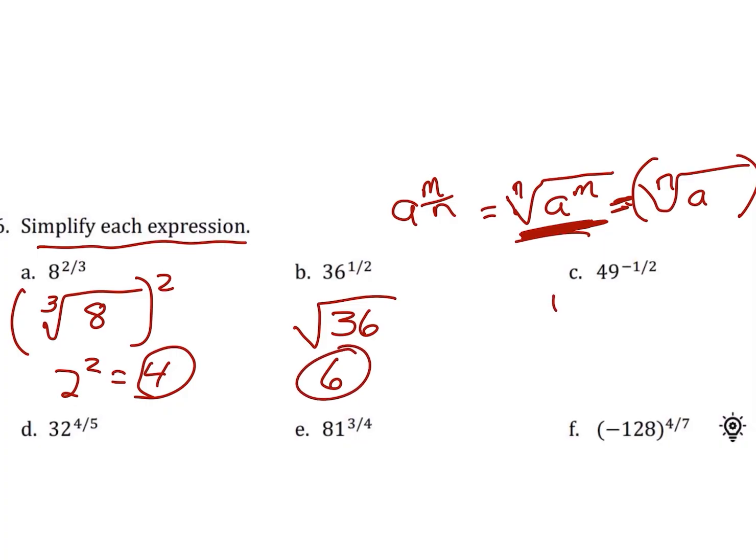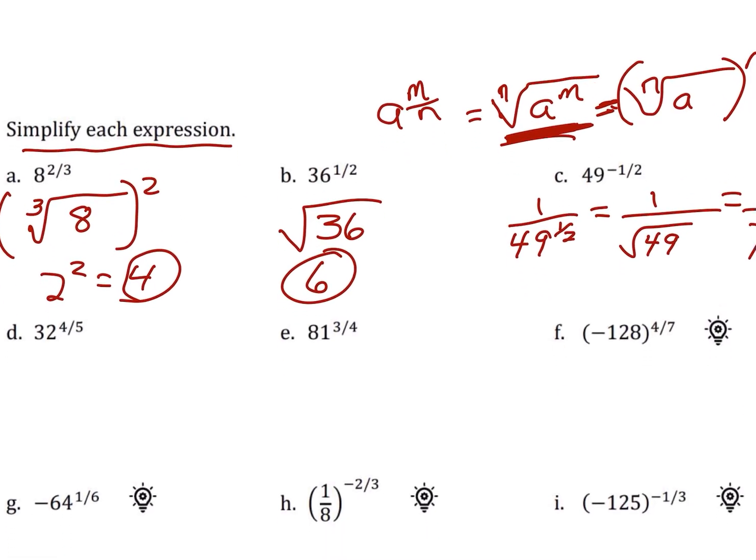Okay, 49 to the negative 1/2. So I'm going to rewrite it as 1 over 49 to the positive 1/2, because we know that a negative exponent can be changed to a positive by putting it on the other side of a fraction line. So now we have 1 over the square root of 49, and we know the square root of 49 is 7, so our final answer for this problem is just 1/7.